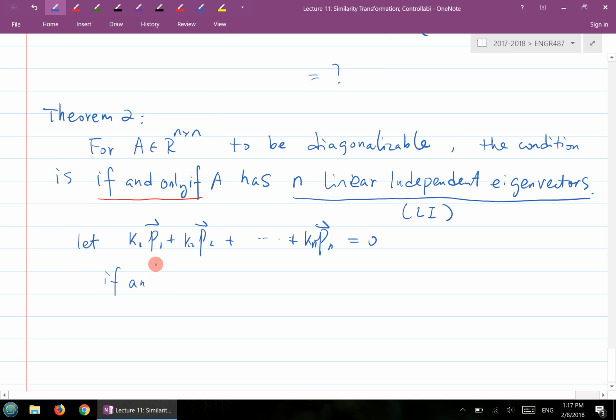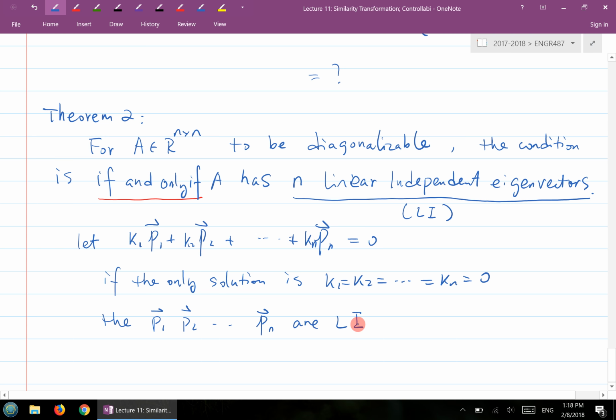If the only solution to this equation is k1 equal to k2 equal to up to kn equal to 0, that is, if you write down this equation, solve for k1 to kn, and find that the only solution is for all of the coefficients to be 0, then we can say P1, P2, up to Pn are linearly independent.